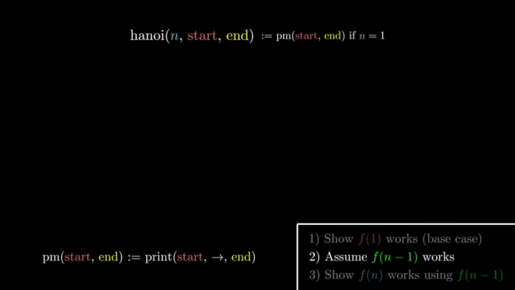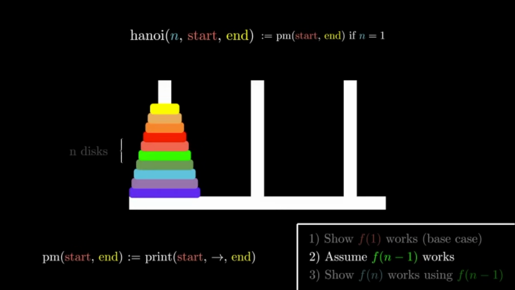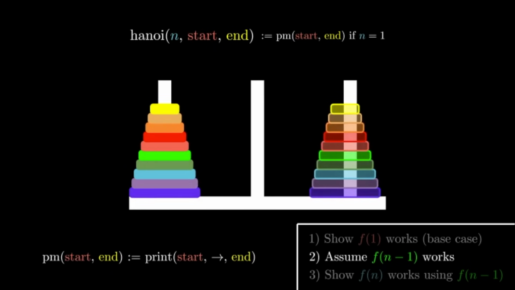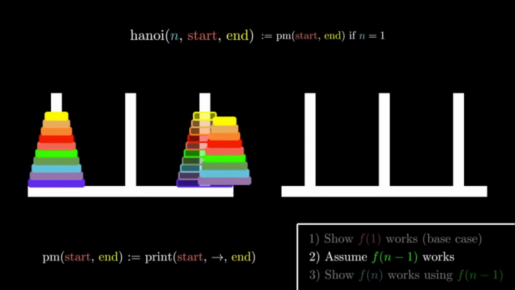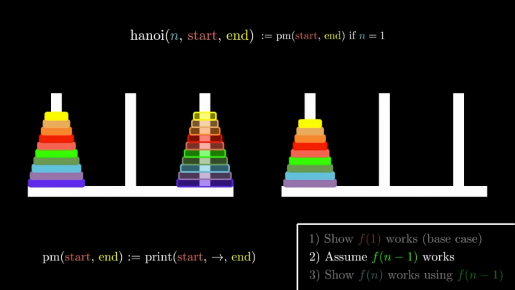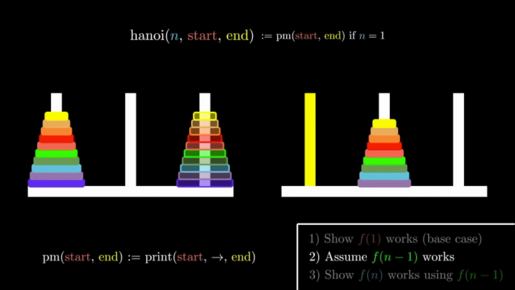Now let's move to step 2. In the process of solving towers of Hanoi for any n, what it means to assume that f of n-1 works is that we can just accept that any version of towers of Hanoi called on n-1 will work. It's important to remember that this includes a variety of starting and ending positions, and we're just going to assume that all of these subproblems work.